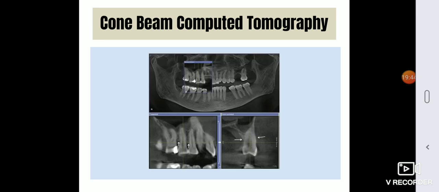Now, this is an image of a CBCT showing a three-dimensional depiction of the periodontal bone loss around the maxillary second premolar tooth. The arrow indicates the extent of the bone loss on the facial, palatal, mesial, and the distal aspects of the concerned tooth.